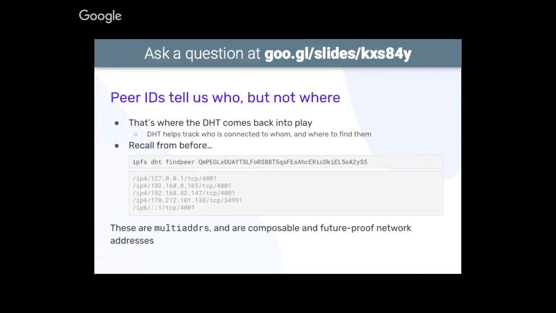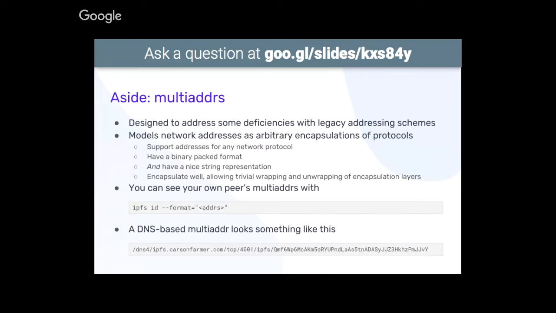But peer IDs tell us who we're talking to, but not where those people are. So as the peer's IP address or whatever changes, that underlying address will change. That's no problem. But along the way, other peers can dynamically request the address for that peer. And you can do that using IPFS DHT find peer and the peer's ID. And then it'll give you back things like this. These are called multi-addresses, and they are essentially just a special version of a network address.